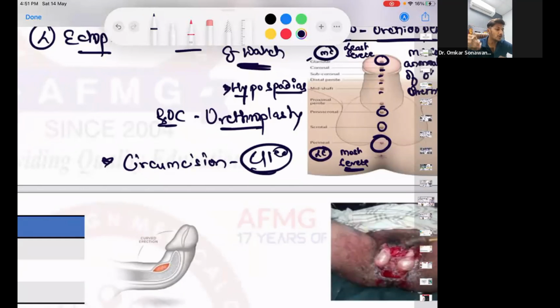Please remember, you will perform a urethroplasty in this patient. You will reconstruct the urethra again with the help of the foreskin or prepuce. No issues with this, I hope. Moving further.